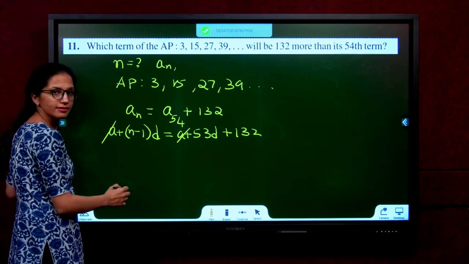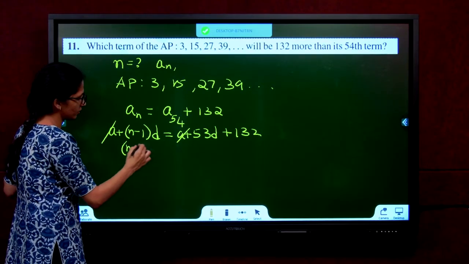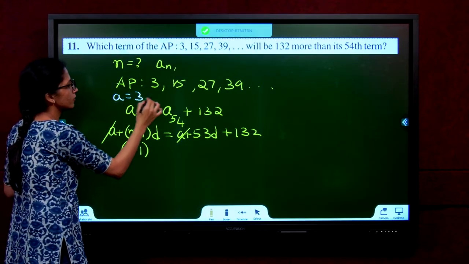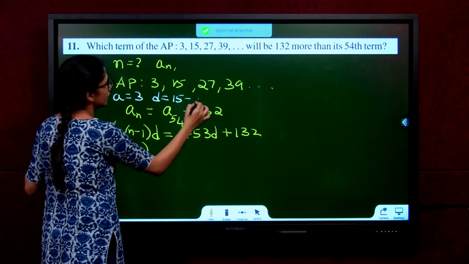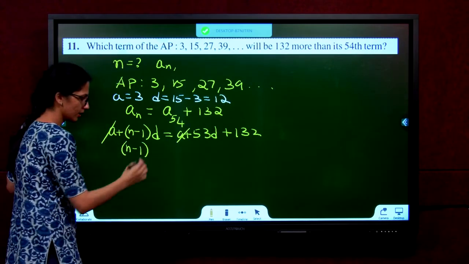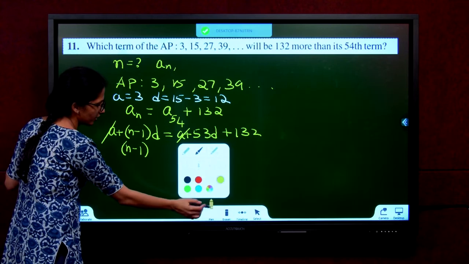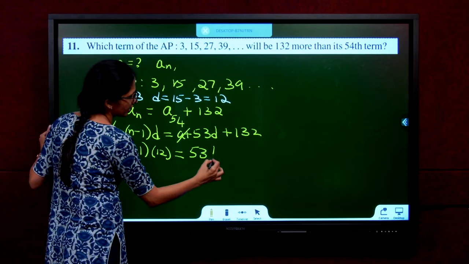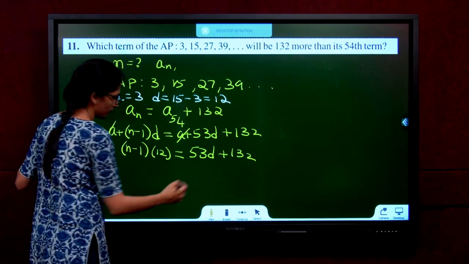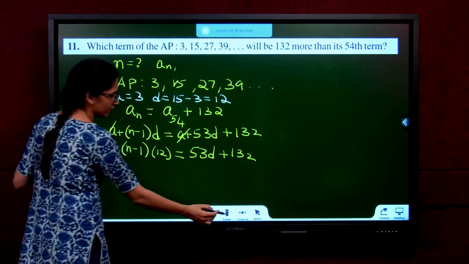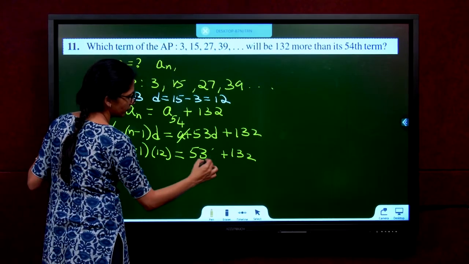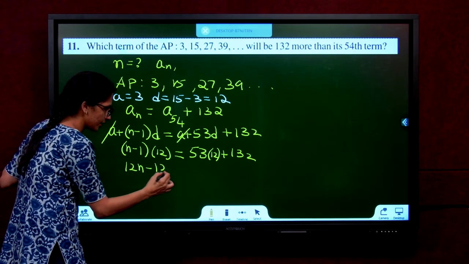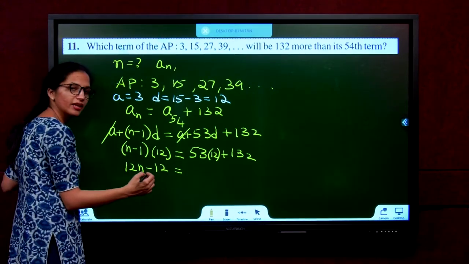A cancels. N minus 1 into D. From this one, got to write it here. A is equal to 3, D is equal to 15 minus 3, that is 12. Substitute the value of D over here. 12 is equal to 53D plus 132. 12 into n. Here D, here also is 12. Okay, 12 into n, 12n minus 12 is equal to 53 into 12.